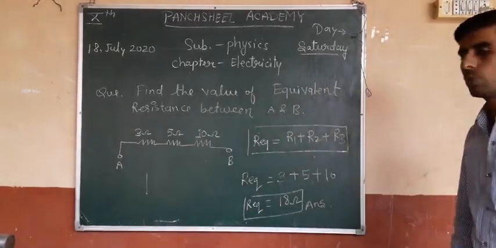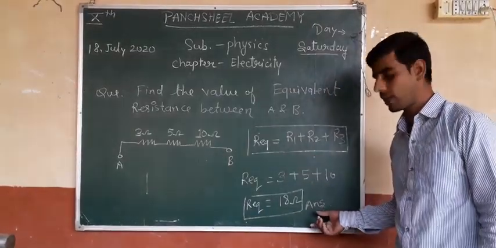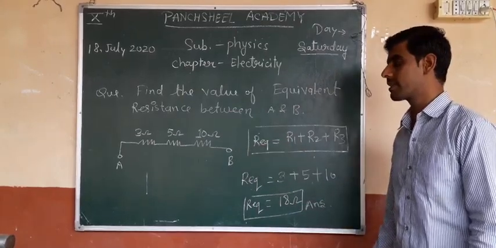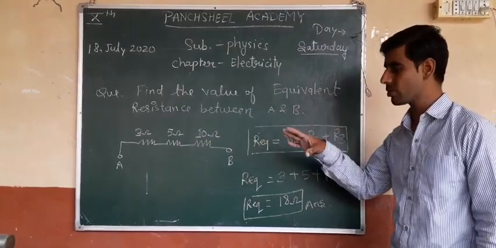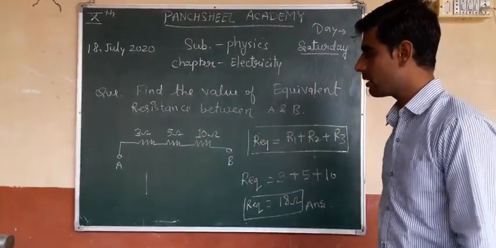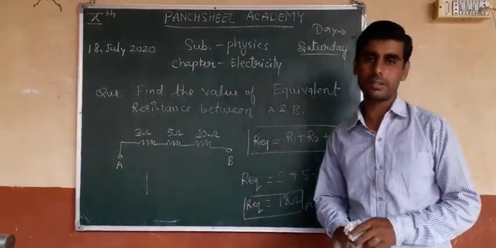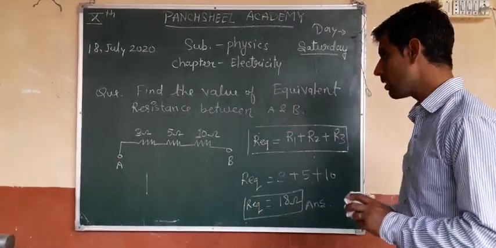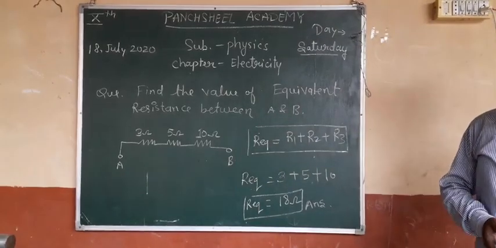Directly you can get the answer easily by adding all these three resistances. This is the very simplest question. This kind of question is never asked in your exam because it's a very simple question. Okay, so write down this numerical.